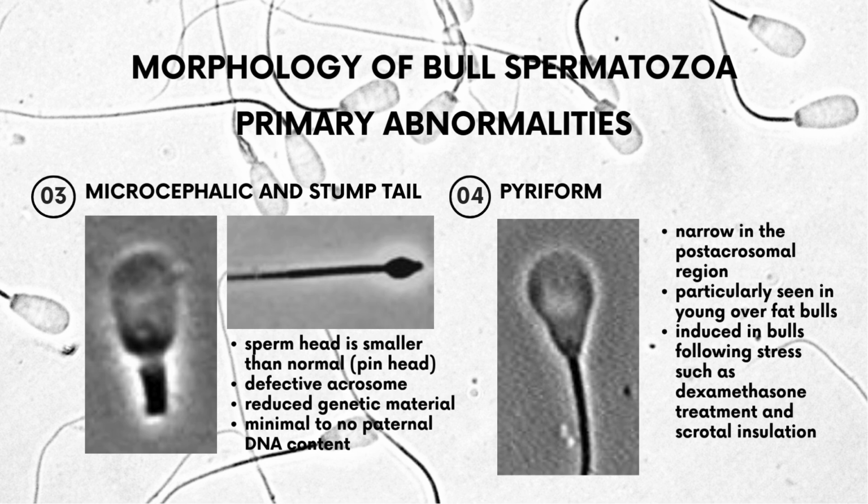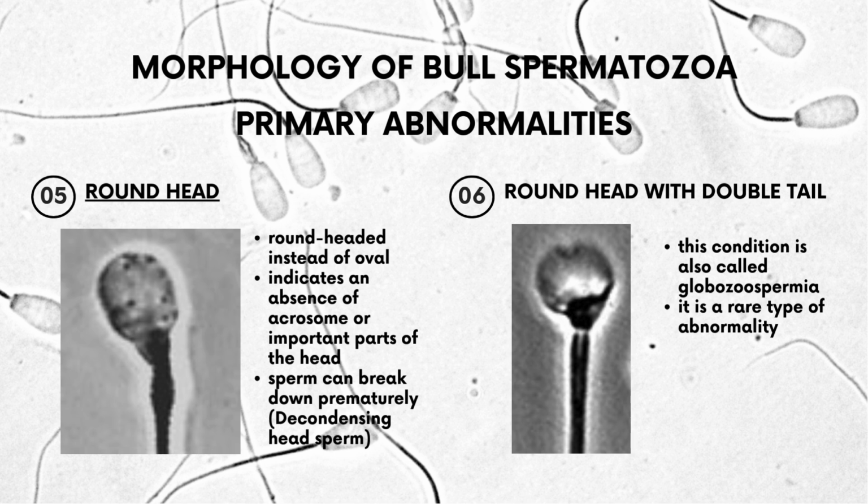Pyriform heads are induced in bulls following stress, such as dexamethasone treatment and scrotal insulation. The fifth primary abnormality is a round-headed sperm as opposed to sperm heads that are usually of oval shape.